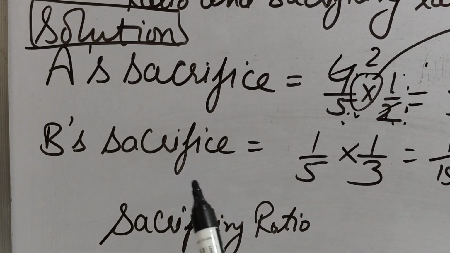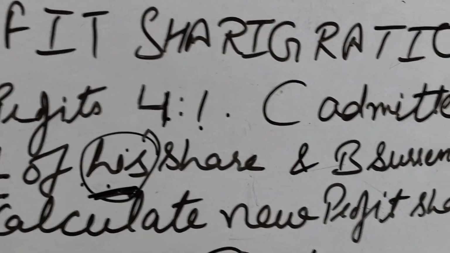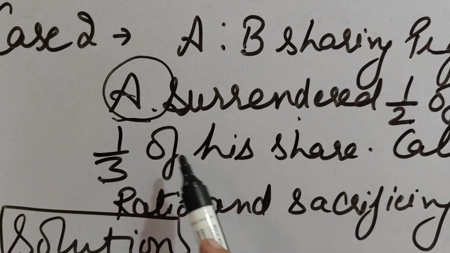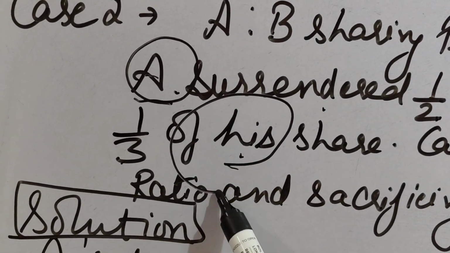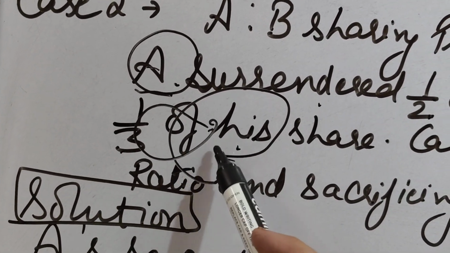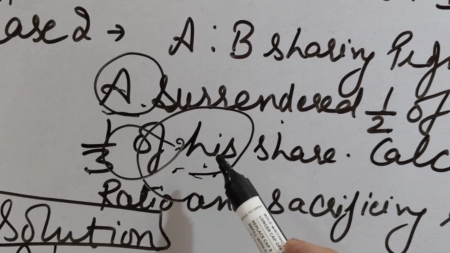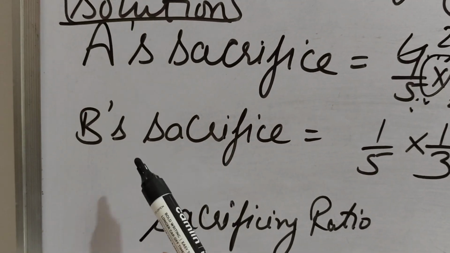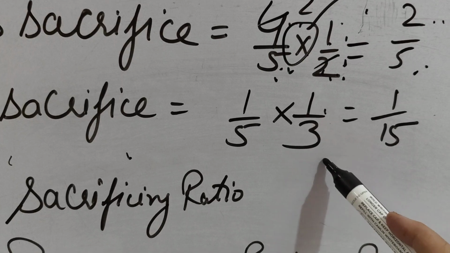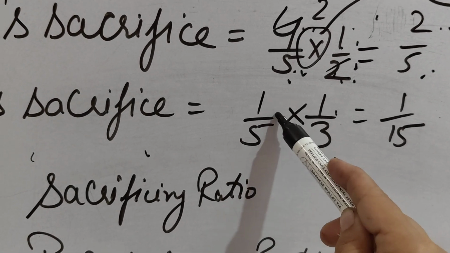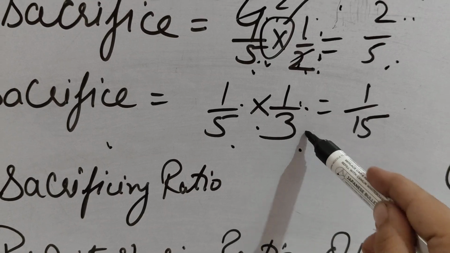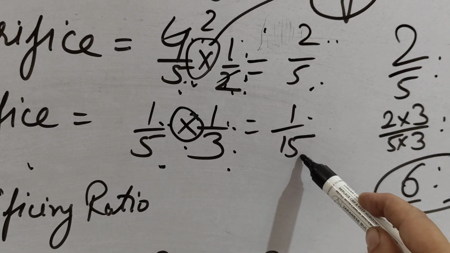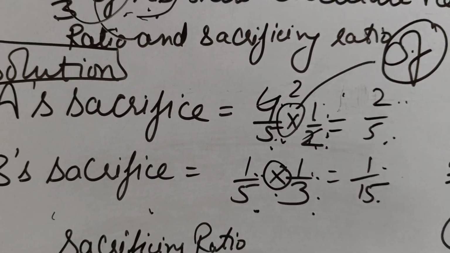Now what about B's sacrifice? The question says B surrendered one third of his share. Again the question says "of", so we consider his share. What was B's share? That was 1 by 5. So B's sacrifice is one third of his share, and one third of 1 by 5 is 1 by 15. So what is B's sacrifice now?